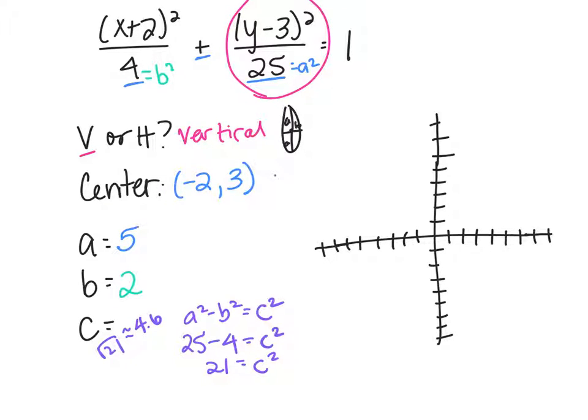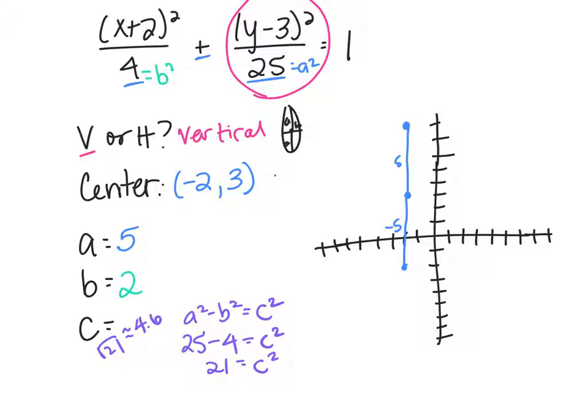Start out by graphing our center, left 2, up 3. From there, again, it was a vertical ellipse. So with that A, we're going to count up 5: 1, 2, 3, 4, 5. So we count up A, we count down A: 1, 2, 3, 4, 5.